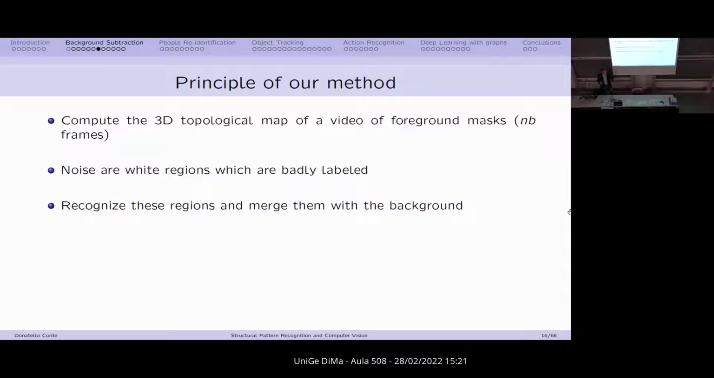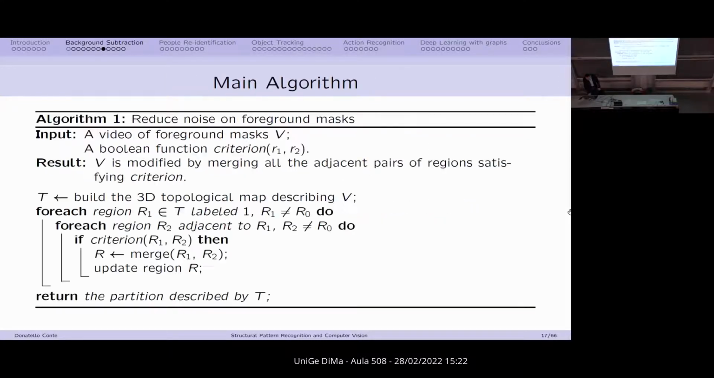And so the pipeline, what was the pipeline? We have a video. For the overall video, we construct the topological map of the video. And the idea is to detect noise. Now the noise are the white regions that are badly labeled, because they have some topological properties like compactness or size or something similar. So here there is the algorithm. I don't go into details, but the principle is having the 3D topological maps. We can recognize regions in the topological maps, and we can have some properties of these regions. So based on these properties, we choose if the region is noise or not.